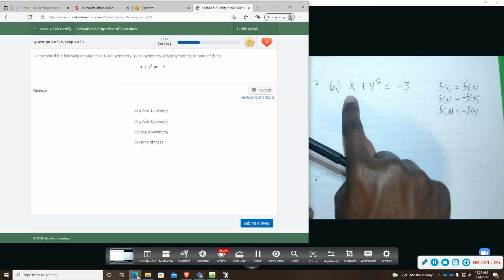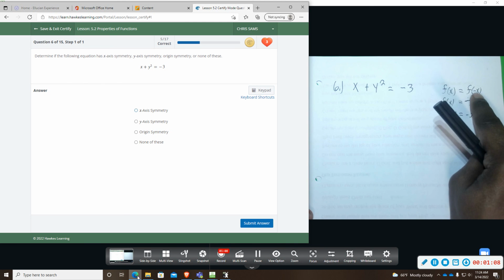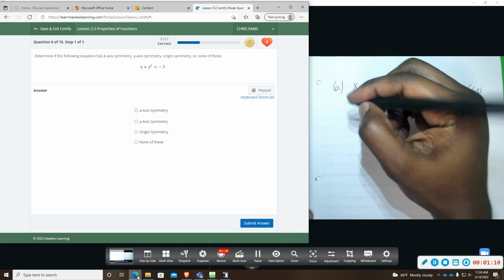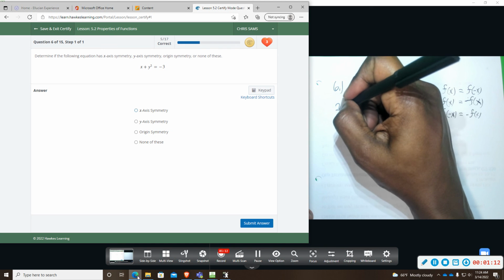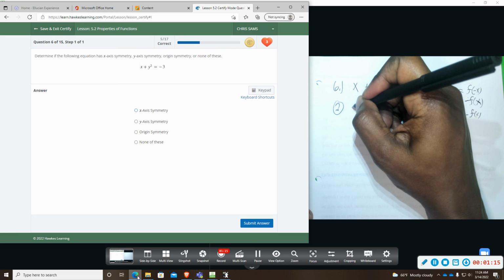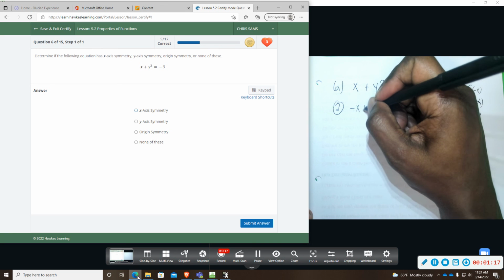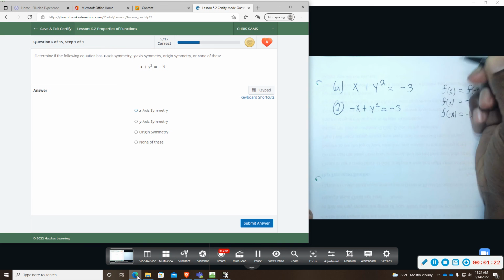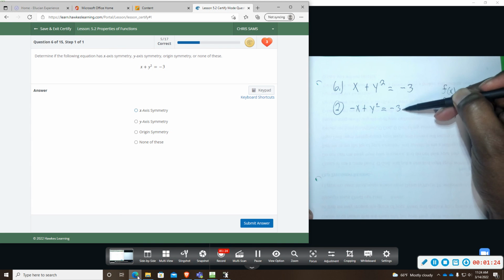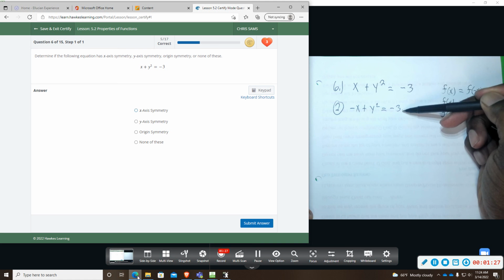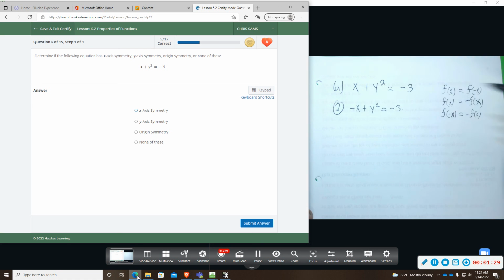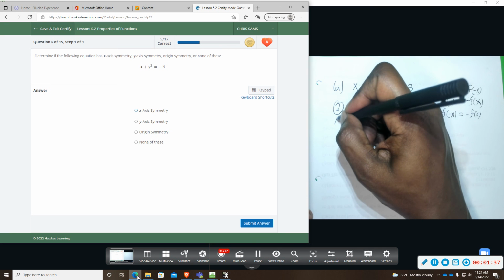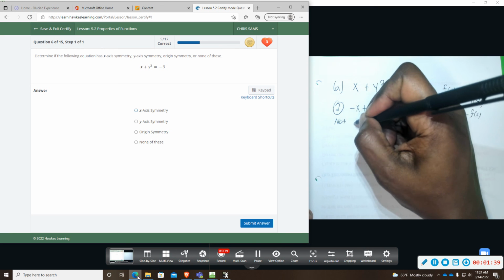So right now I'm going to take the original function and make the x negative only. So if I make x negative, I'll say this is 2. That will be a negative x plus y squared equals negative 3. So I will be comparing this function and this function. That's this first case. Are these the same? No, because that one's positive, that one's negative. They're not the same. So I'm going to say not even.